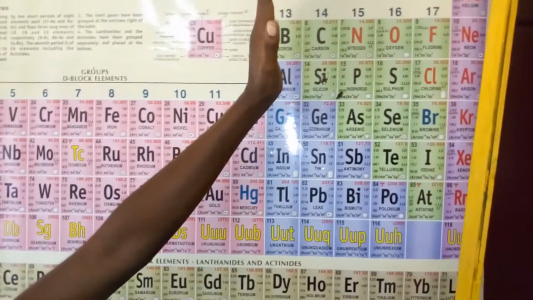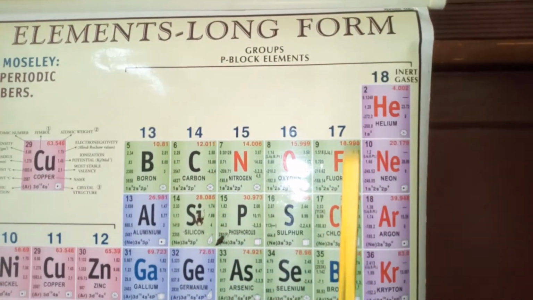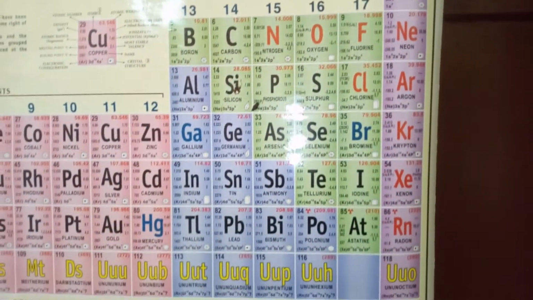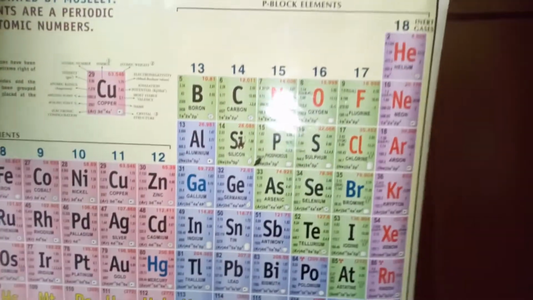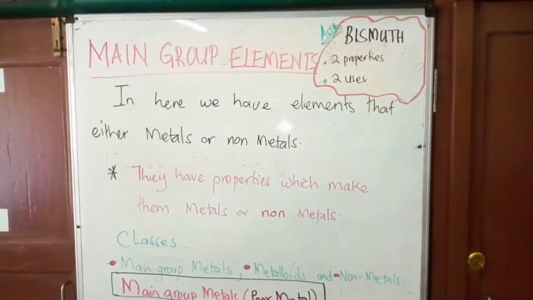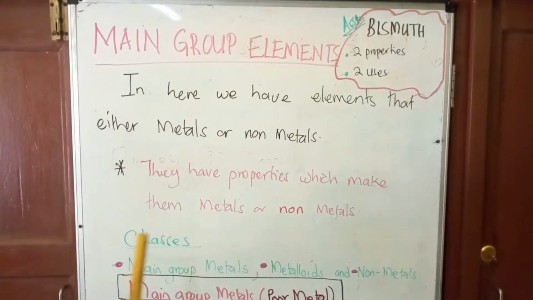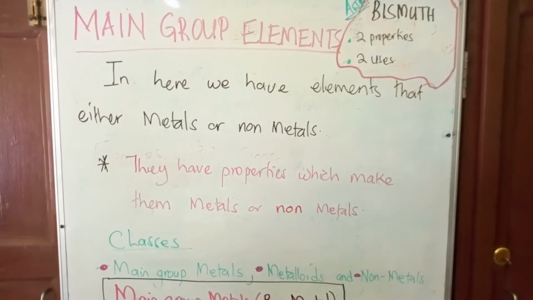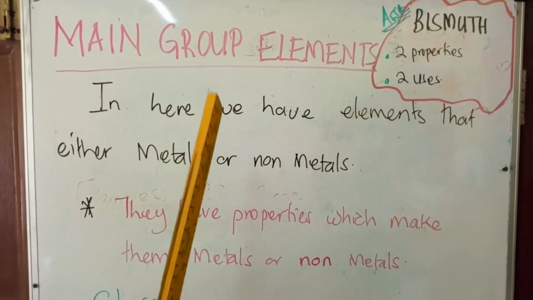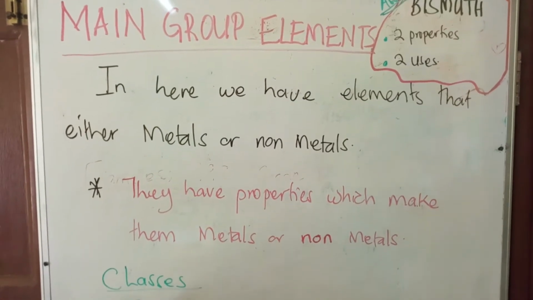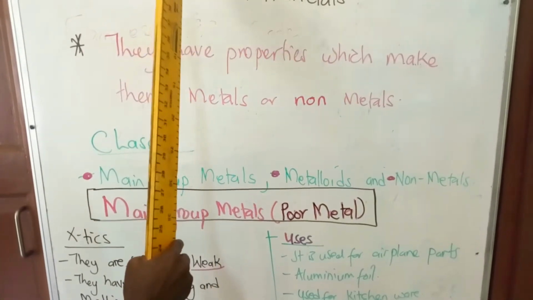So this last part is where we are going to head to right now, and it is the P block elements. And in these P block elements, we call them the main group elements. We call them the main group elements simply because they have characteristics of both metals and non-metals. You'll find that most of them have properties of metals and others have properties of non-metals. And among the main group elements, we have classes. They are classified into three. We have the main group metals. These are the ones that have got metallic properties in them, in the main group elements.